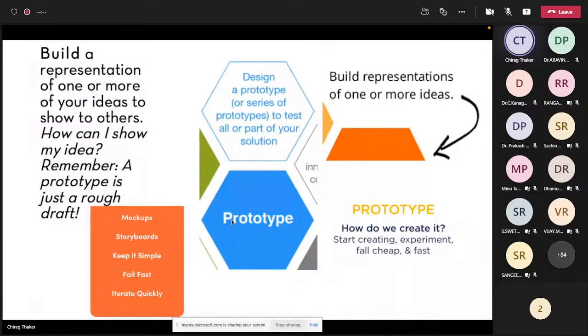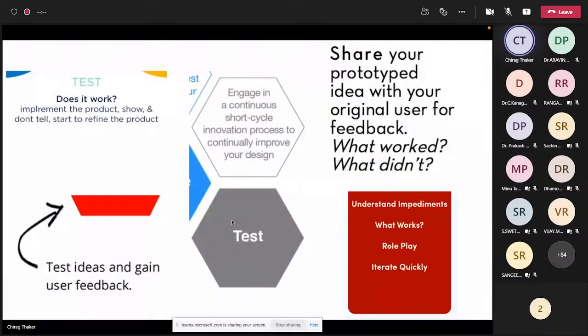So what are you going to do in prototype? Build a representation of one or more of your ideas to show it to others. How can I show my idea? Remember, a prototype is just a rough draft. So don't hesitate. Tell your team members and anybody who is part of this design thinking process or design thinking team, don't hesitate. A prototype is just a rough draft. So you can obviously implement all the feasible ideas. And then you enter the test part.